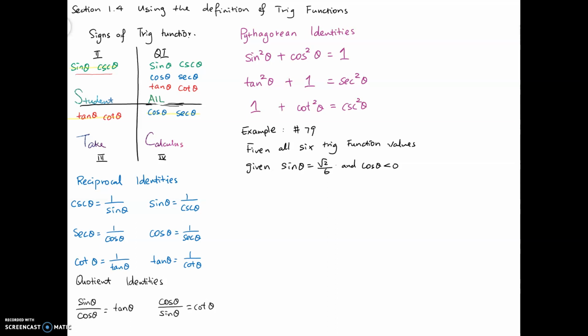So the question is, find all 6 trig function values given that sine theta equals square root 2 over 6 and cosine theta is less than 0. This time we are going to focus mainly on using the Pythagorean identities to find all 6 trig values.